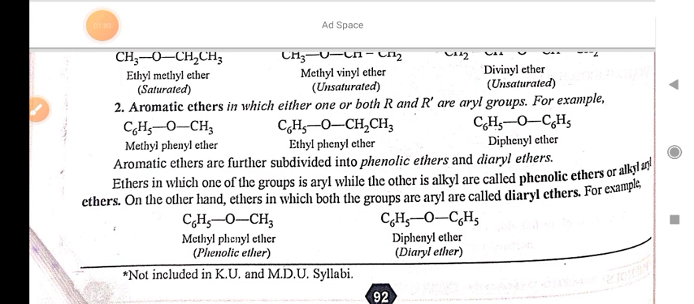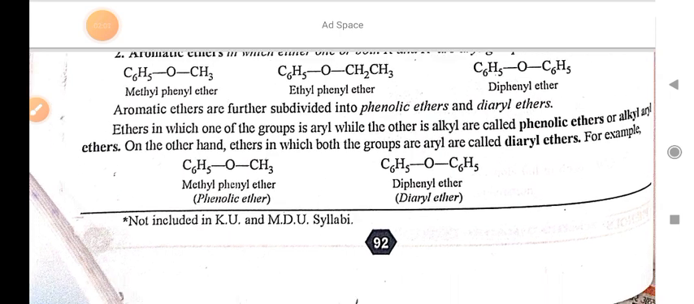Aromatic ethers are further subdivided into phenolic ethers and diaryl ethers. Ethers in which one of the groups is aryl while the other is alkyl are called phenolic ethers or alkyl aryl ethers. On the other hand, ethers in which both the groups are aryl are called diaryl ethers. For example, methyl phenyl ether, diphenyl ether.